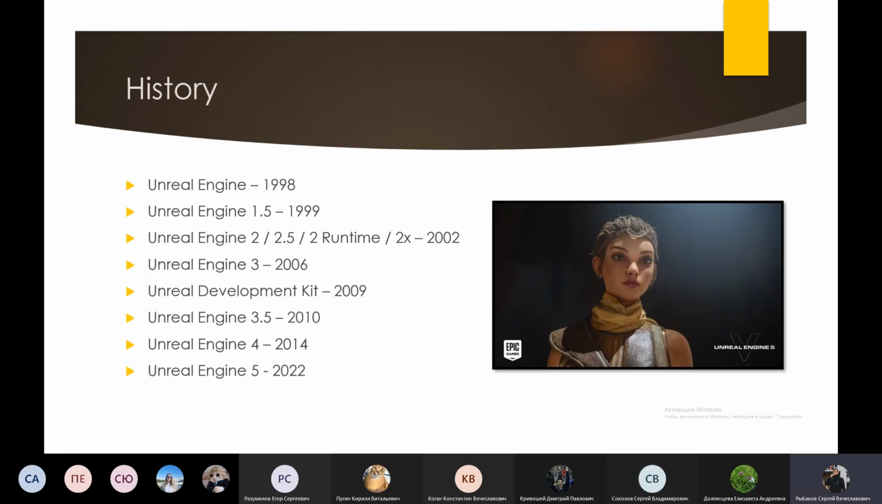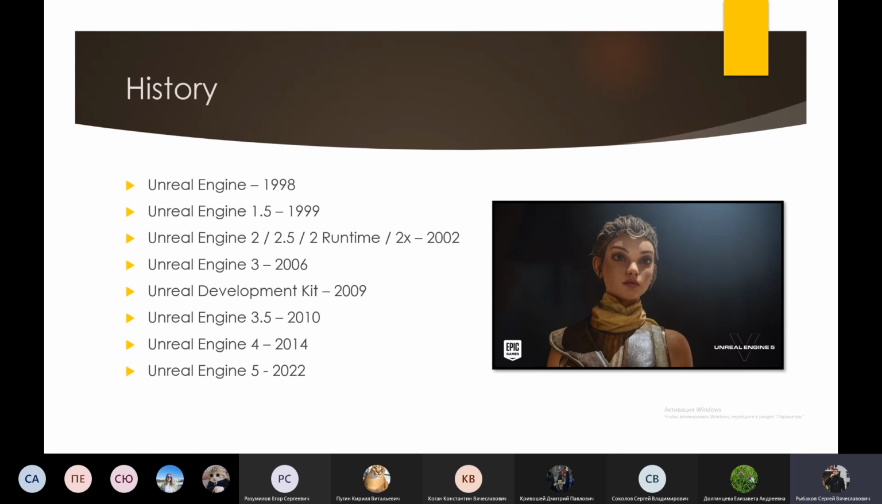The first generation of Unreal Engine was developed by Tim Sweeney, the founder of Epic Games, in 1998, and included a graphics engine, a physics engine, artificial intelligence, file and network system management, and a ready-made development environment for games. Further, I'll note the innovation of each version.